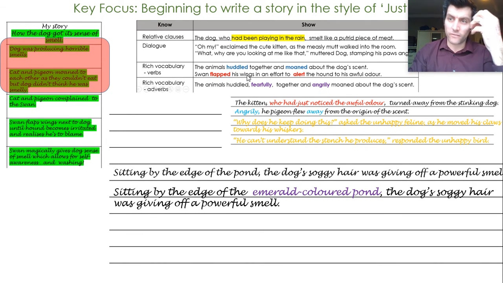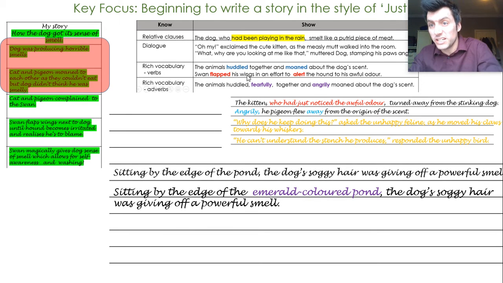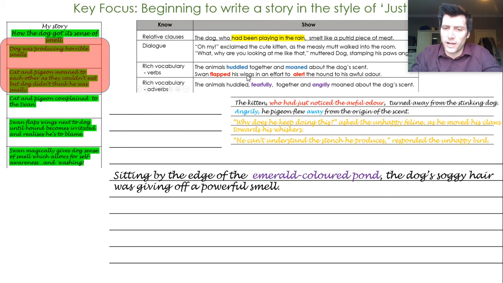I've got a vision in my head of the colour of the water, emerald coloured, not green pond. Green's great if you're learning a new language or if you're in year 1. However, if you're in year 6, I'd expect that rich vocabulary showing you've thought about either a colour thesaurus or other things that are a similar colour. So an emerald coloured pond. Okay, so I know what shade of green it is now in my head. I can really picture the dog being there by the other animals with a powerful smell. Sitting by the edge of the emerald coloured pond, the dog's soggy hair was giving off a powerful smell. Not great at all so far.